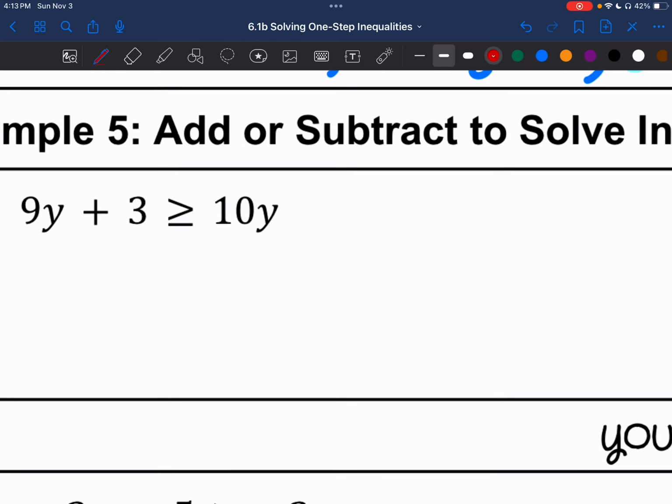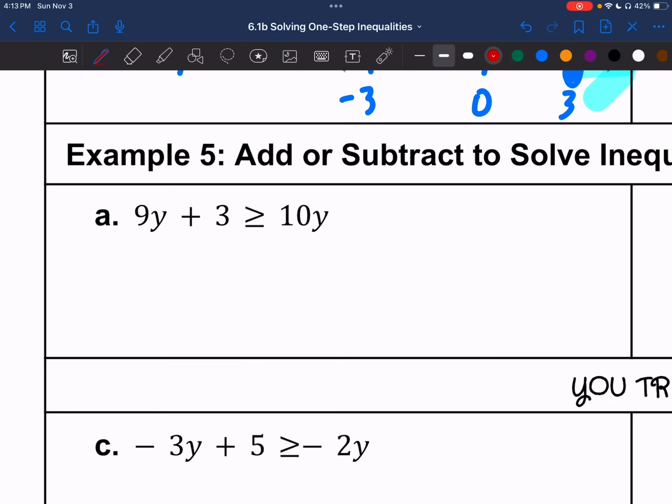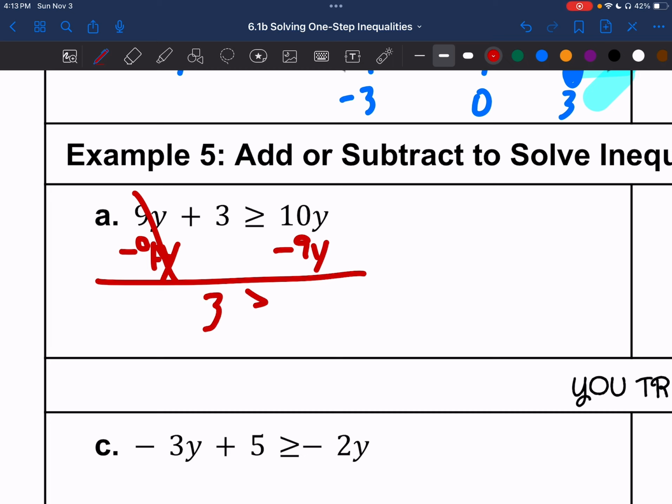So if we look at letter A, I have 9y on the left and I have 10y on the right. I'm going to have to subtract one of these values, so I would rather subtract 9y from both sides for multiple reasons. For one, this would bring my variables to the same side of the inequality symbol, and it would leave a constant alone on the left, but it also helps us to keep the variable positive. So 10y minus 9y is just going to be y. So we have 3 is greater than or equal to y.